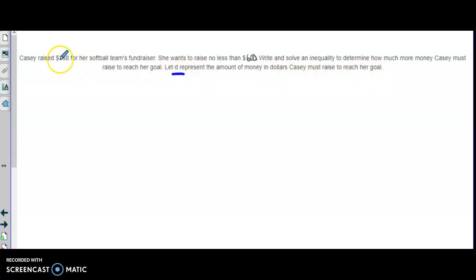Okay, so she's already got 368. She's got to add some amount to that, and the whole thing needs to be no less than $600. So it could equal $600 or be greater than $600. It just can't be less than $600. So that would be our equation.